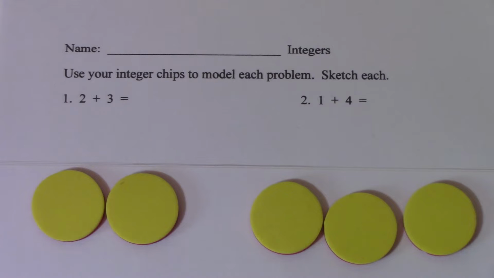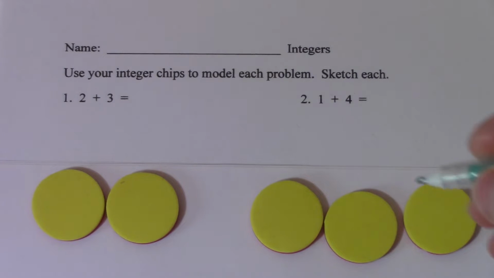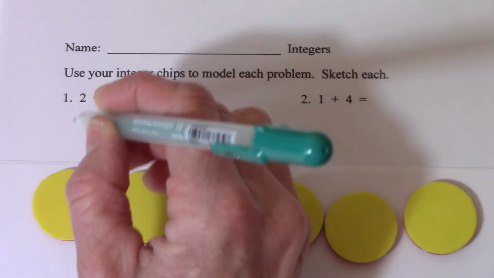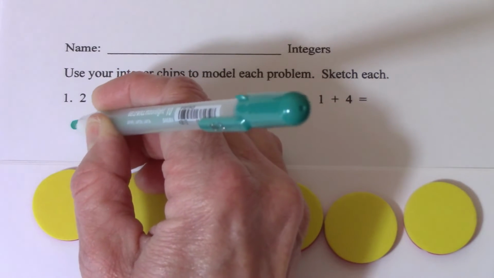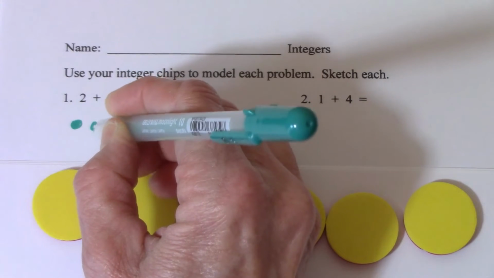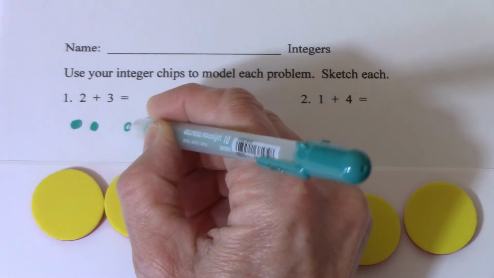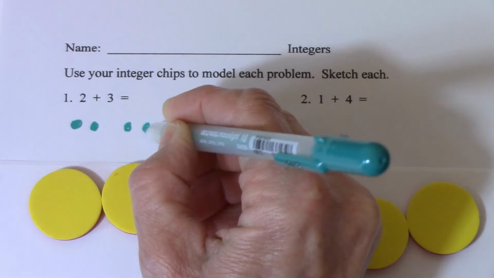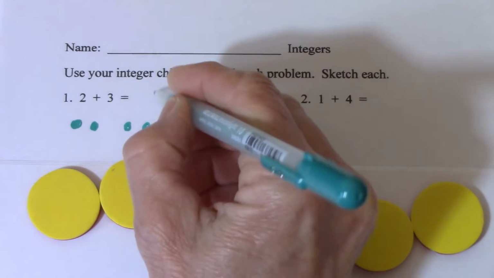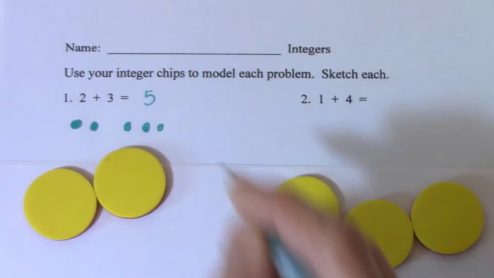Now what I would like for the students to do is to actually draw this on their paper so it will serve as their notes. I'm going to use green instead of yellow because I think it'll show up better when you're looking at it. So I would have a positive 2, and then I would have 3 more, and this gives me 5.